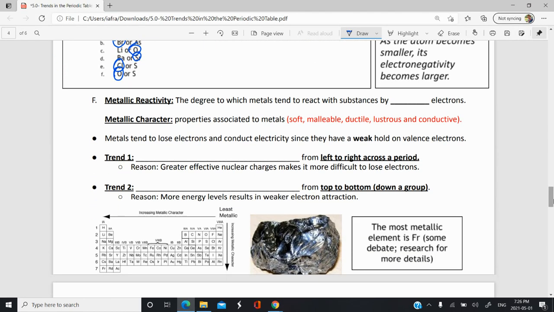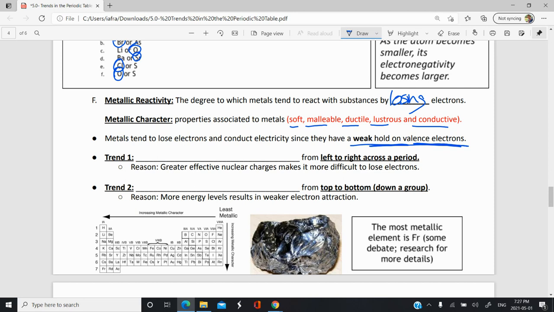So remember, metallic reactivity refers to the degree to which metals tend to react by losing or giving away electrons. And the metallic character refers to properties that are associated with metals, like being soft, malleable, ductile, lustrous, and conductive. And the reason that metals tend to lose electrons and the reason they're able to conduct electricity is just because they have a weaker hold on their electrons, right? It has to do with their position in the periodic table, with their effective nuclear charge, and their shielding. They're more towards the left side of the periodic table, so they have a lower effective nuclear charge compared to other elements just because they have fewer protons compared to elements more to the right of the periodic table in their period.